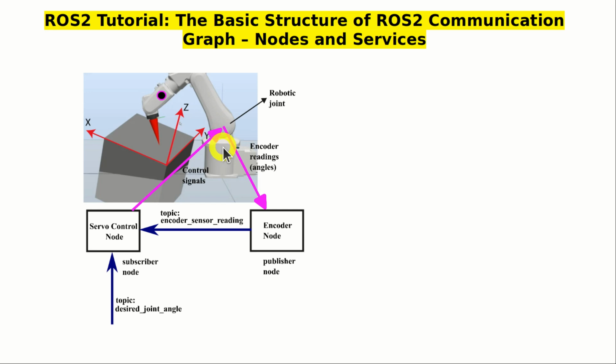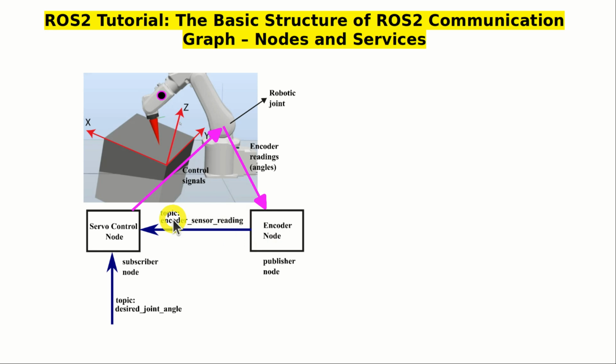Let us assume that we have implemented a node called encoder node that receives pulse readings from an encoder sensor located over here. The node filters the sensor readings and calculates the angle of rotation of the robotic joint. This is the publisher node in this configuration. The encoder node publishes a message containing the angle of rotation to the topic called encoder sensor readings.